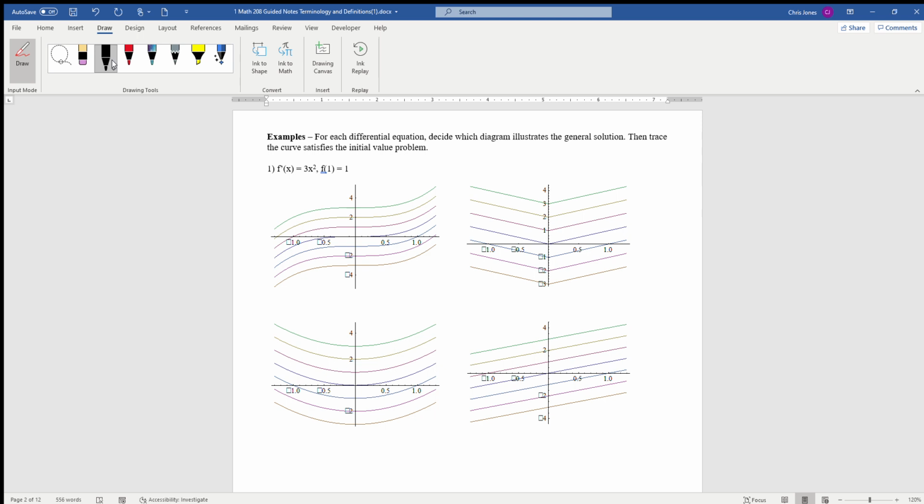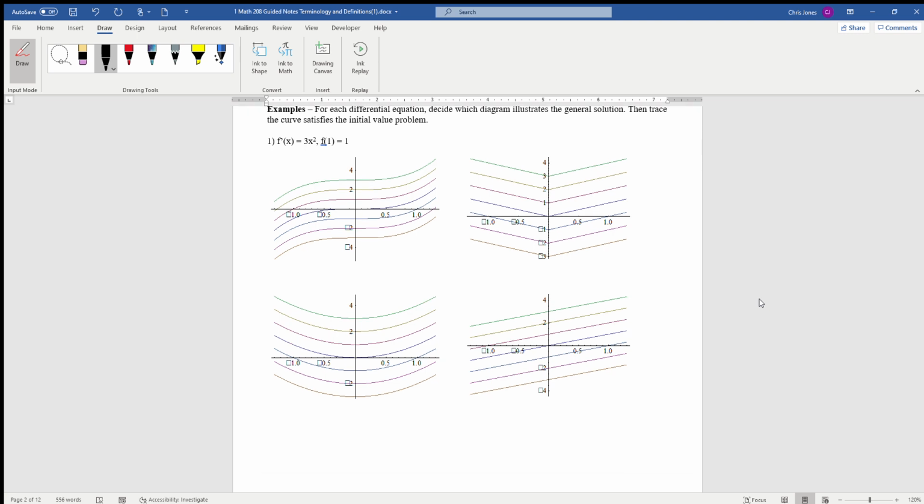So let's take a look at just some very, very basic ideas of how to solve differentials and also what their solutions would look like. For each of the following differential equations, decide which diagram illustrates the general solution, then trace the curve that satisfies the initial value. All right, so we start off with this really basic DE.